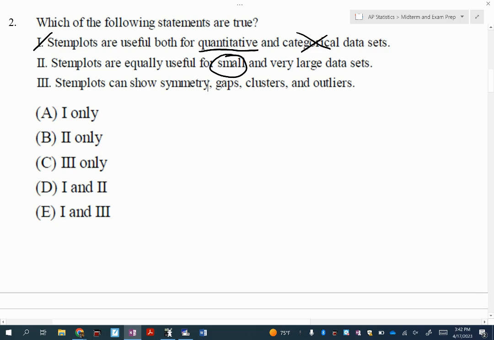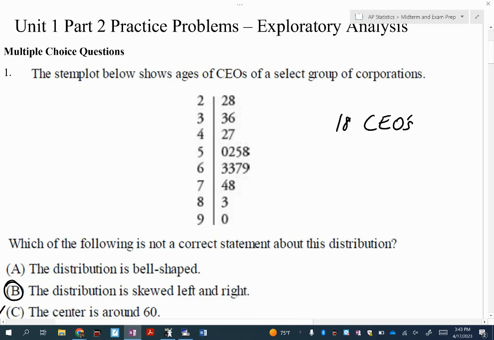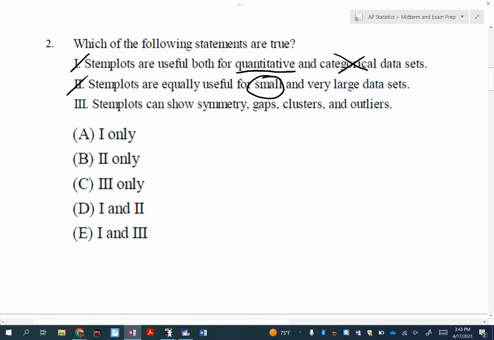I would recommend, thank you, Mia. I can't even finish the question before Mia says it. Thank you, Mia. Right, I'd recommend a histogram, really all the time, but a histogram with large data sets for sure. So also false. Stem plots can show symmetry, gaps, clusters, and potential outliers. Can this show you the symmetry, gaps, clusters, potential outliers? Yes, it can. So this one is actually going to be just Roman numeral 3.